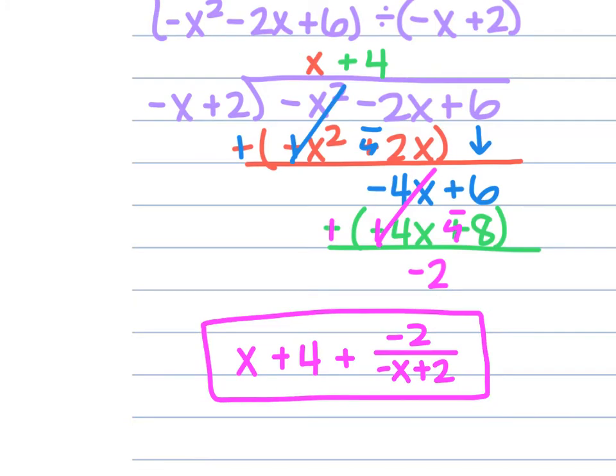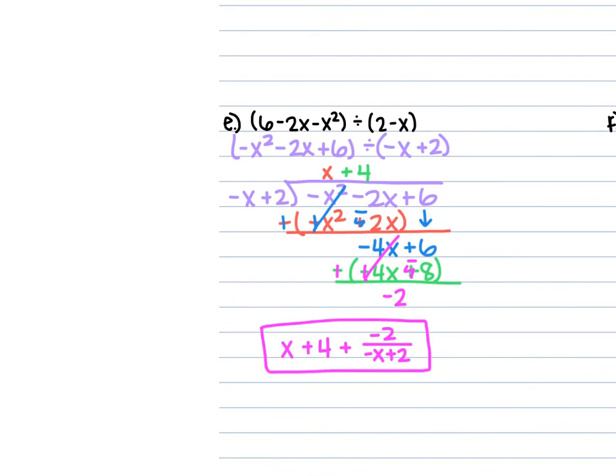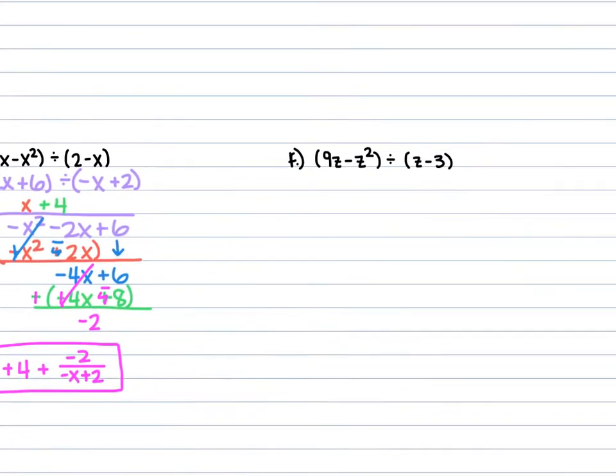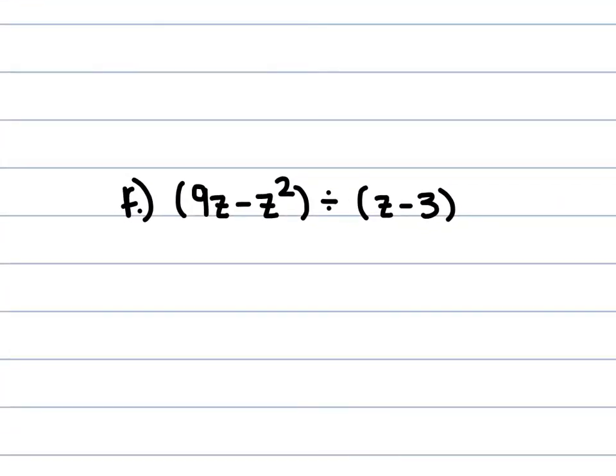Now, if you wanted to, you could have also written it as x plus 4 plus negative 2 over 2 minus x, so that way it looks a little bit better. It's totally up to you. Either one is equivalent. Okay, so for f, we have 9z minus z squared divided by z minus 3.